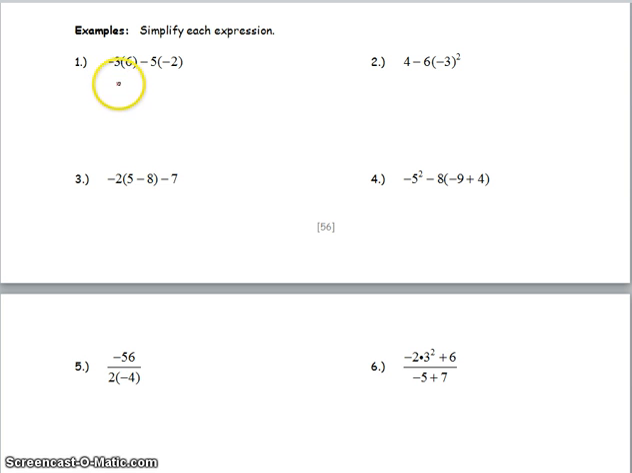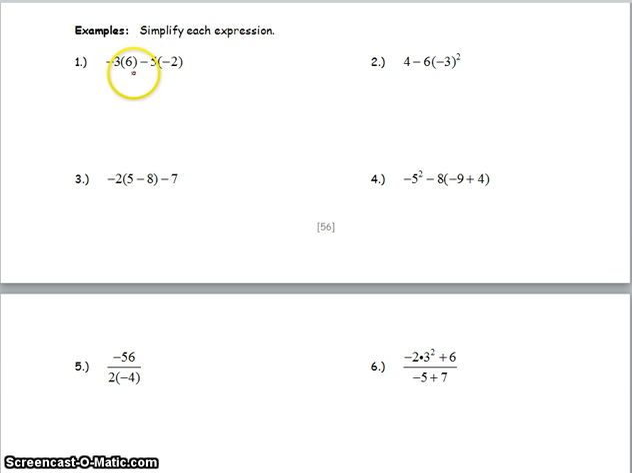Now we move down here to the examples. We move down to the bottom of page 56. Okay, we're going to apply the order of operations here. If you look here, the operations that we have is multiplication, we have parentheses, we have subtraction, we have multiplication, and we have parentheses.